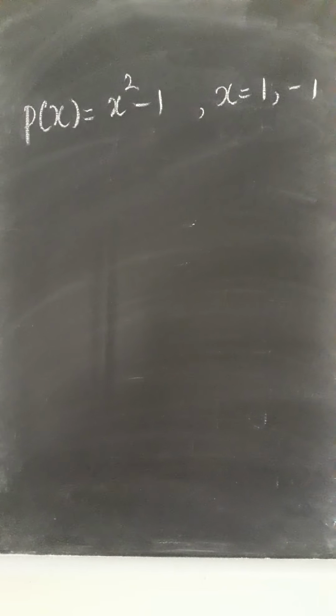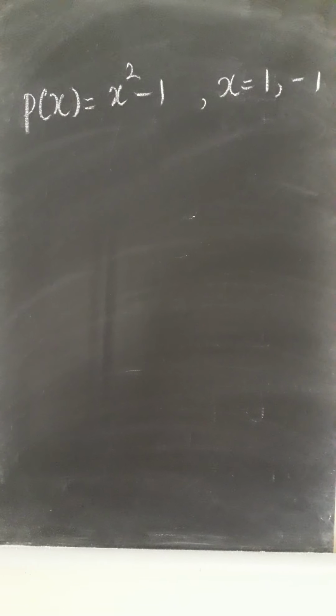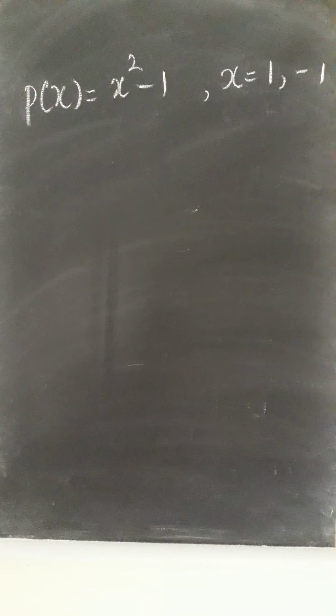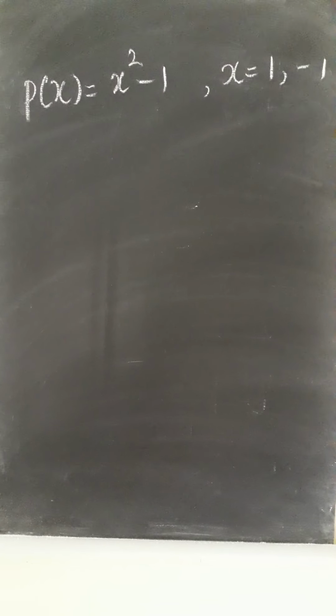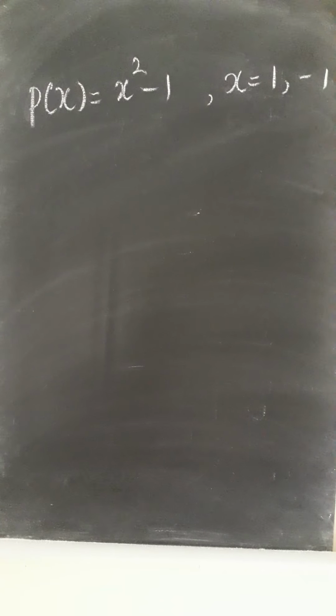Now for the third question, P of x is equal to x square minus 1. Two of the values you should check whether it is 0 or not. What are they? 1 and minus 1. So as usual you find out what is the value of P of 1 and P of minus 1.